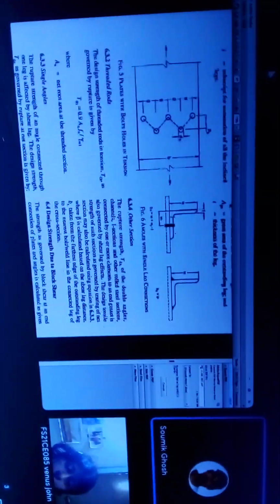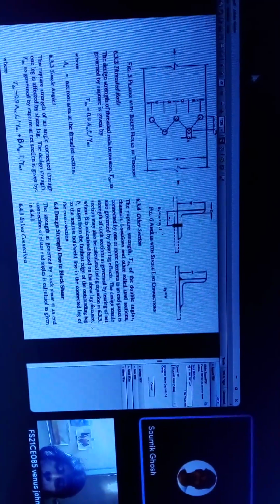That T shape means there will be just two angles, two angles back to back. Back to back. I got it, sir. I understood. In that case, we can use two angle sections.